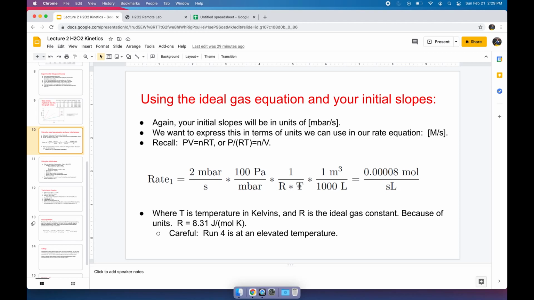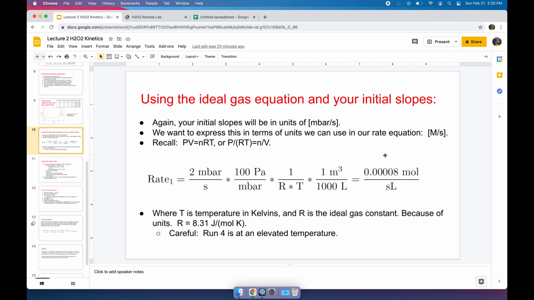For runs 1, 2, and 3, it's about 298 Kelvin. But for run 4, it's about 308 Kelvin. You can change that if you want. We're in SI units. We convert meters cubed to liters, and we have our first rate in molarity per second. You do that for rates 1, 2, 3, and 4, and you have your 4 rates.